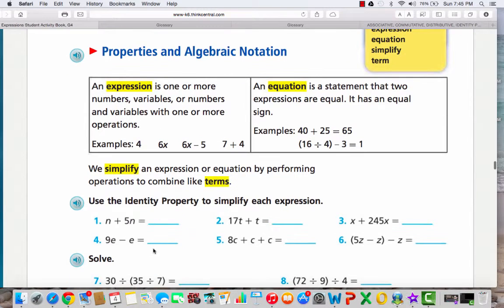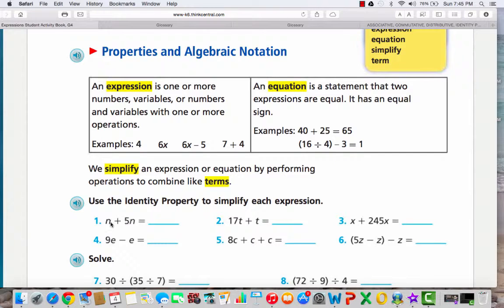So we're going to look at a few expressions here. We're looking at simplifying these expressions, and we're looking at using algebraic notation. We're using variables, and the variable, for instance, in this is going to be n. N is the variable. It means it's an unknown. We have no idea what it is.